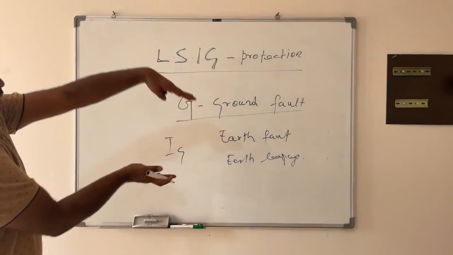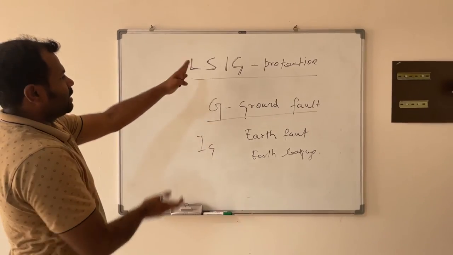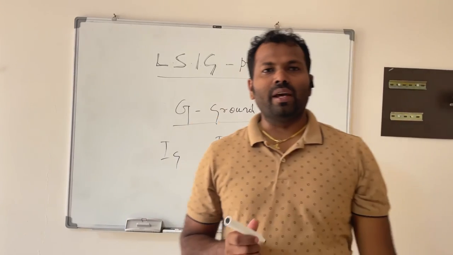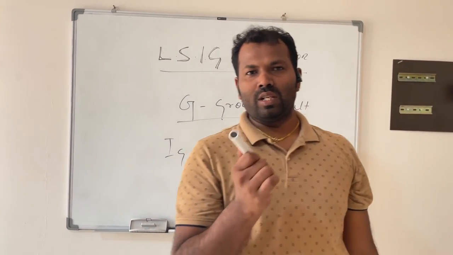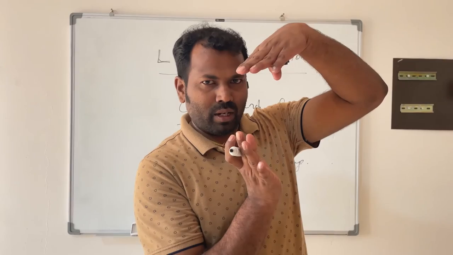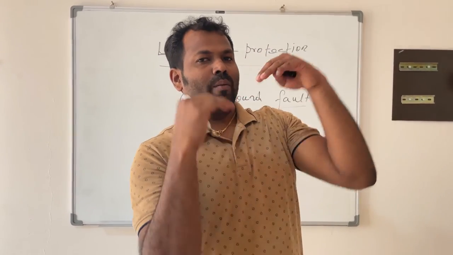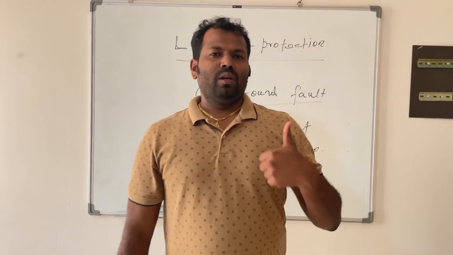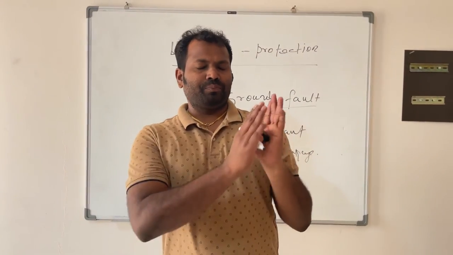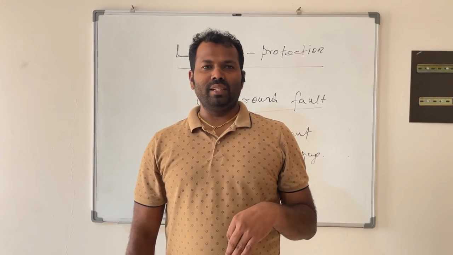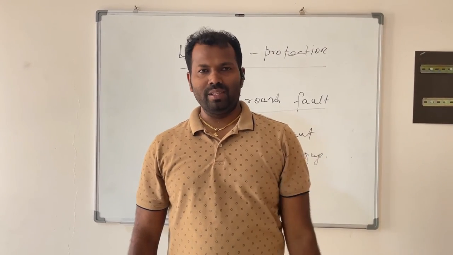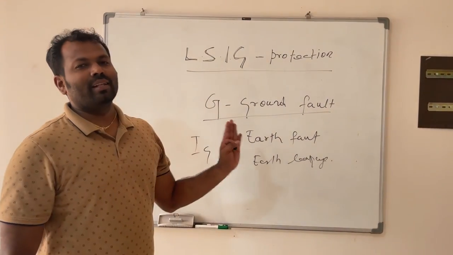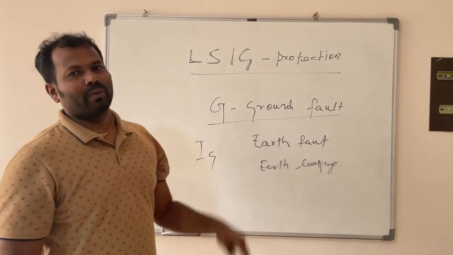So this is how the basic protection is called LSIG. When you are selecting your circuit breakers, make sure of the application you are selecting them for and what kind of tripping units you want to keep in your circuit breakers. I hope you understood the LSIG, how it works, and what it means. Next, we will see how to set the LSIG protection in the breakers.